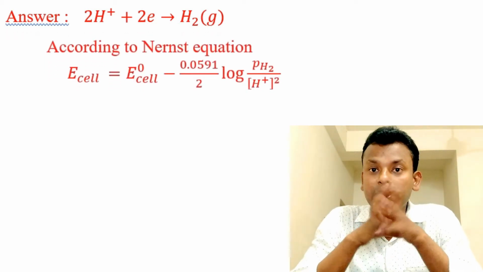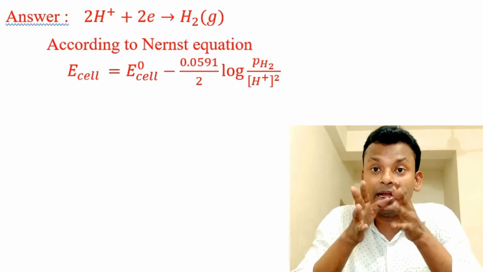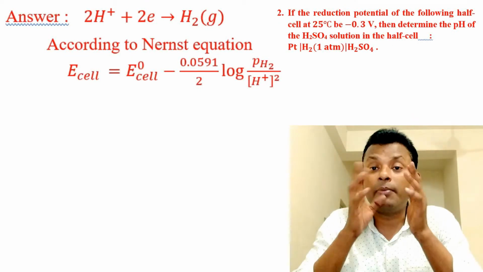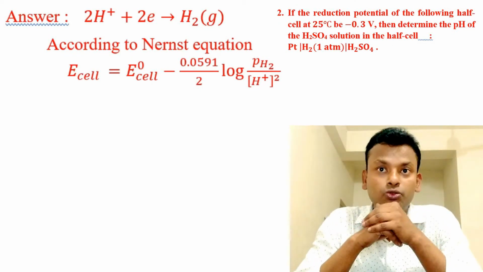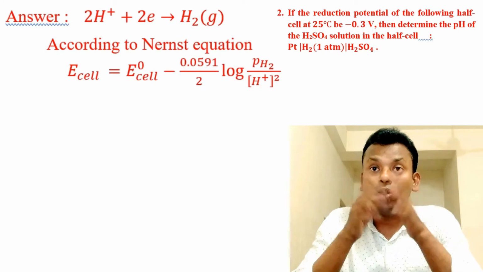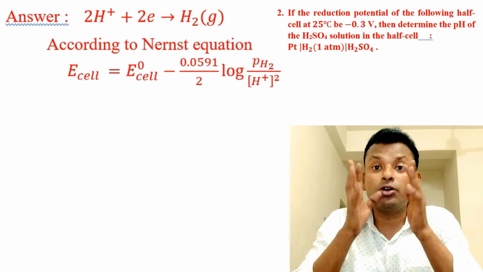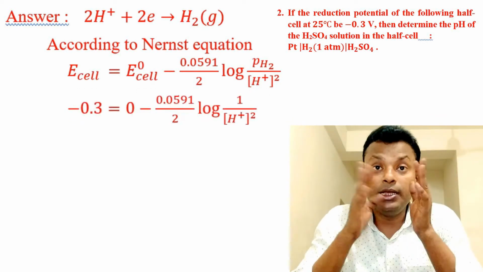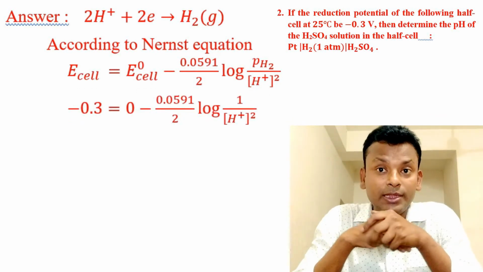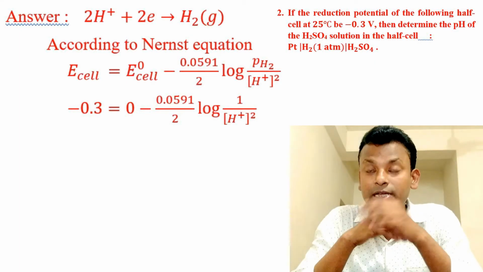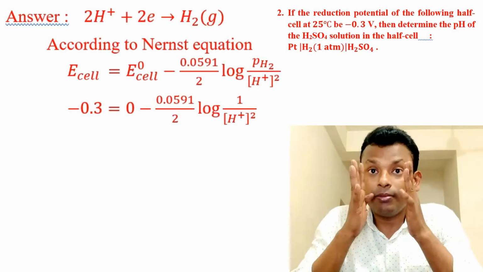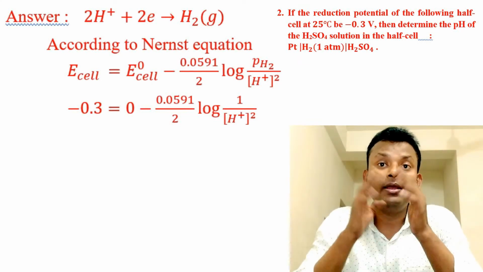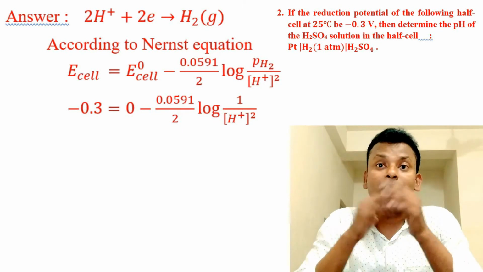According to Nernst equation, E cell equals E0 cell minus 0.0591 by 2. Here number of electron change equals 2, so n equals 2, log P H2 by concentration of H plus square. Putting the value, E cell equals minus 0.3, E0 cell for hydrogen equals 0, and minus 0.059 by 2 log 1 by concentration of H plus square.